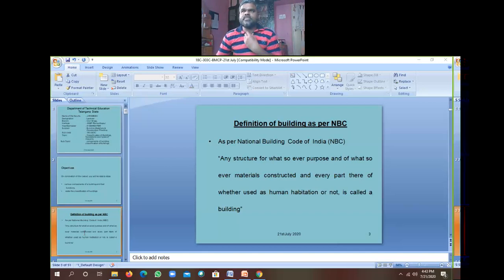If you see the component parts of a building, a building should be constructed on a strong foundation, right? The basic component parts: one is the foundation, which is below the ground level. Next is the plinth, which is above the ground level and holds the superstructure. And the third one is the superstructure. These are the main components of a building.